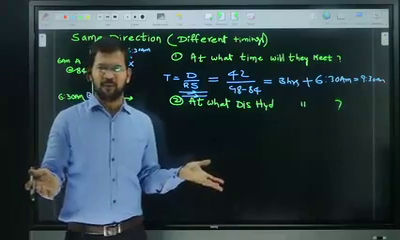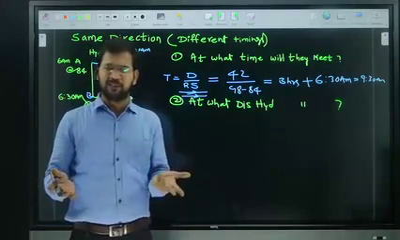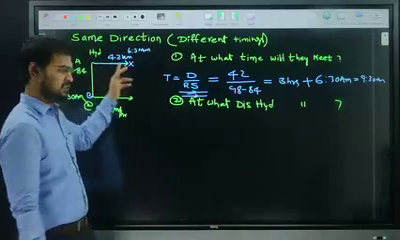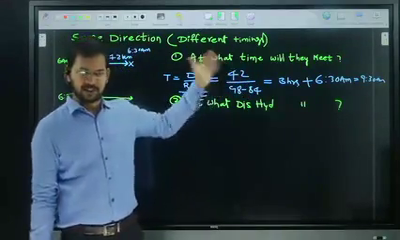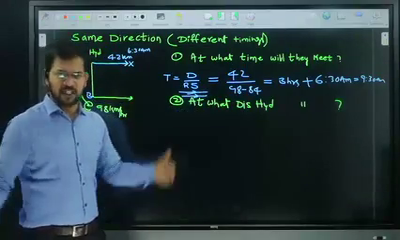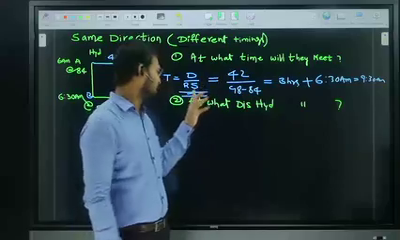Whenever they give different timings, we need to convert them into the same timings. Whenever you convert them into the same timings, we definitely get some distance. That distance is the relative distance here, relative distance by relative speed. Same direction: at 6:30 a.m. both the trains are in motion. That is the reason I am going to apply relative speed.